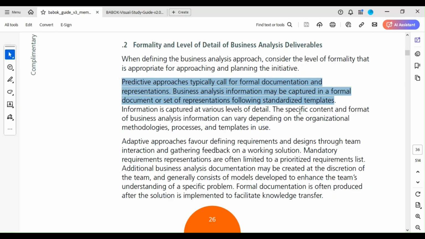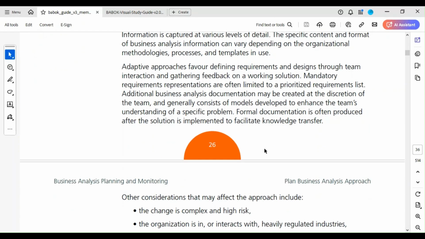There are so many templates when it comes to the predictive approach. Information is captured at various levels of detail. The specific content and format of business analysis information can vary depending on the organizational methodologies, processes, and templates in use, telling you that this changes from one organization to another.